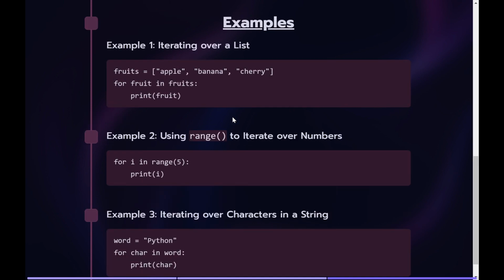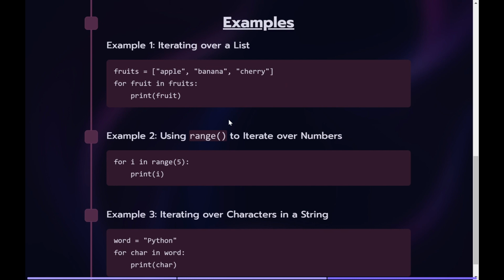Moving on to examples, the first example is iterating over a list. So here I've declared a list and the for loop goes like for the variable in list or the sequence, and the statement that I want to repeat is going to be printing each element in the list. So this fruit is going to take each element for every loop until the condition fails, until there are no more elements in the list.